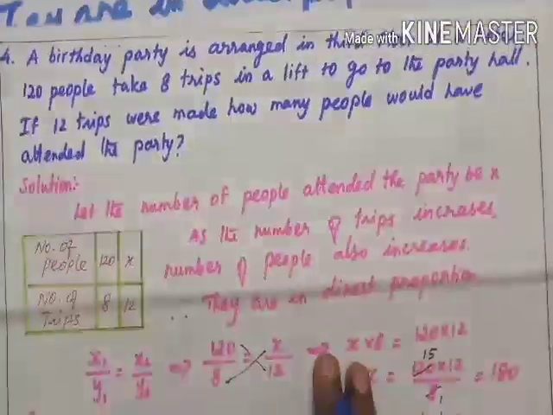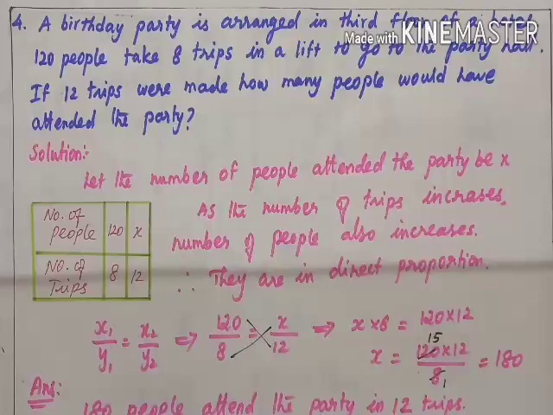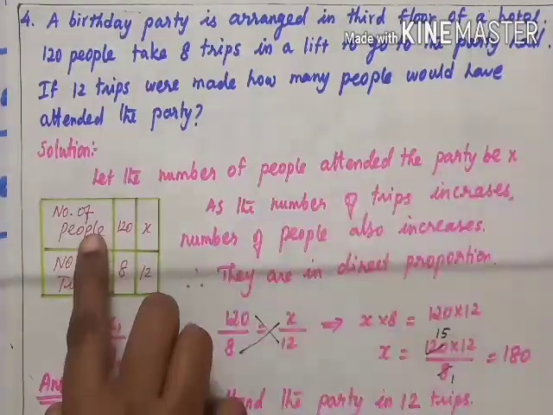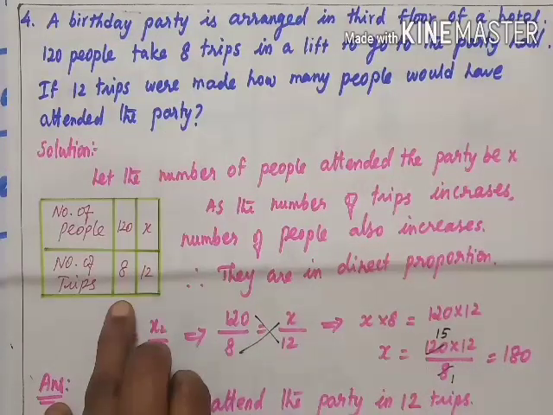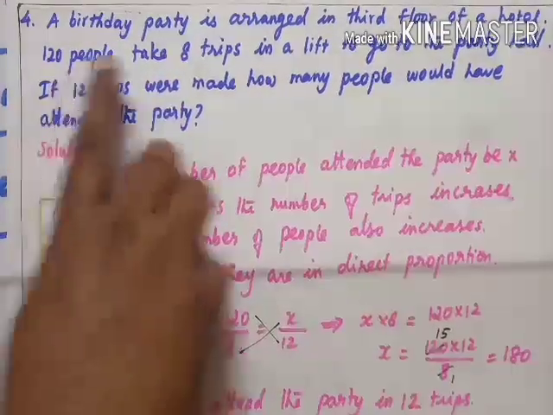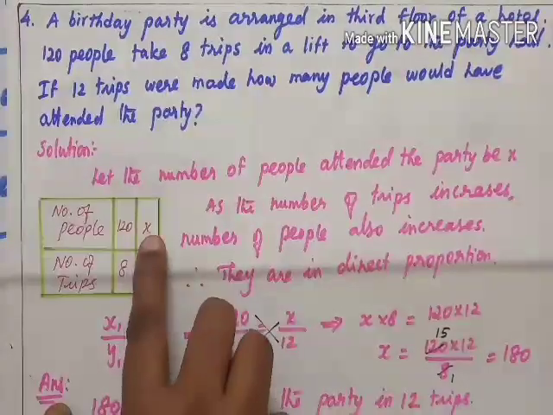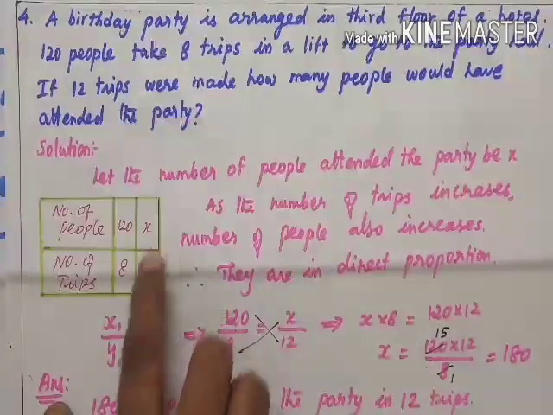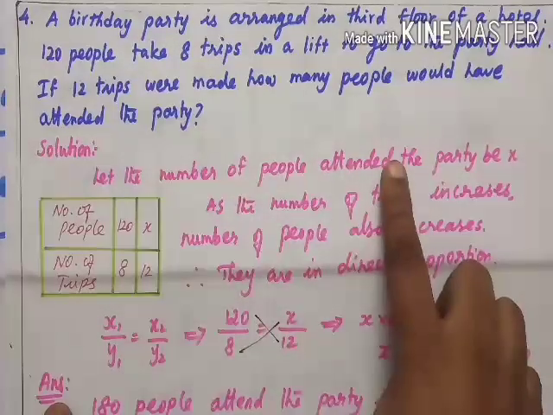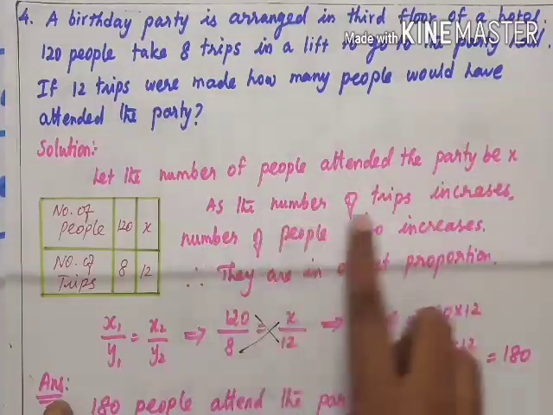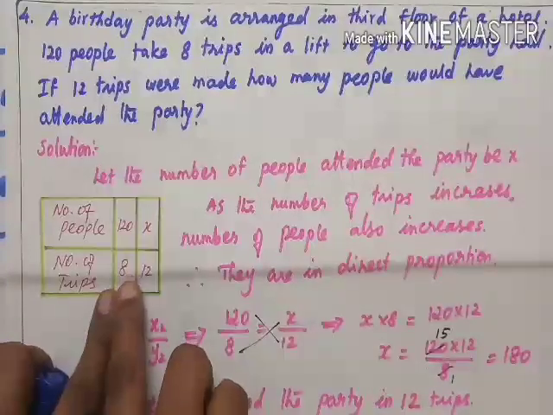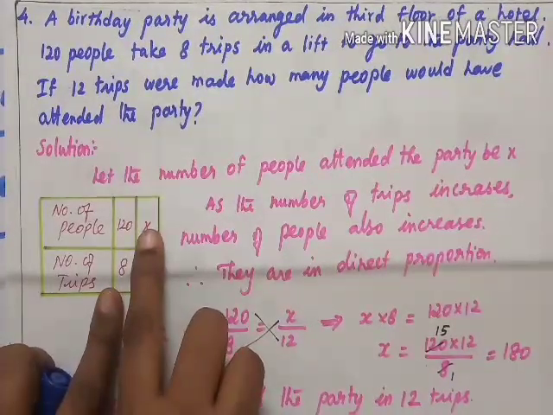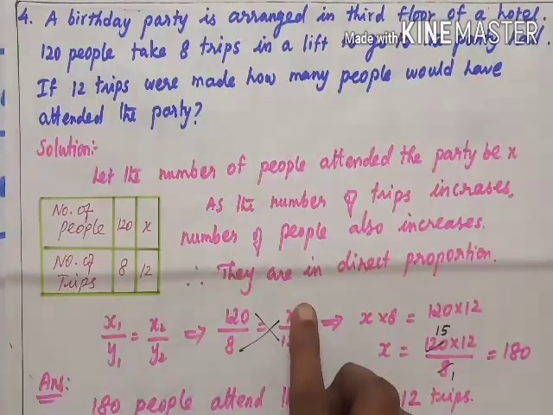Is it fine with the question? Let the number of people who attend the party be x. First 120 people, then 8 trips. 120 people take 8 trips. So for 12 trips how many people went, that is our question. As the number of trips increases, instead of 8, 12, so definitely the number of people also will increase. So they are in direct proportion.